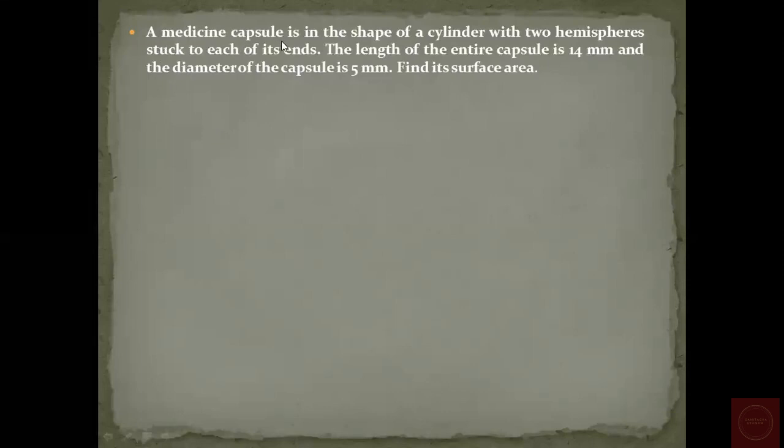So let us discuss the first question. A medicine capsule is in the shape of a cylinder with two hemispheres stuck to each of its ends. The length of the entire capsule is 14 millimeter and the diameter of the capsule is 5 millimeter. Find its surface area. So we have basically two shapes, one is a cylinder and the other is a hemisphere. But we have two hemispheres, and the capsule's total length is 14 millimeter and its diameter is 5 millimeter. So first draw the diagram and then we can discuss further.